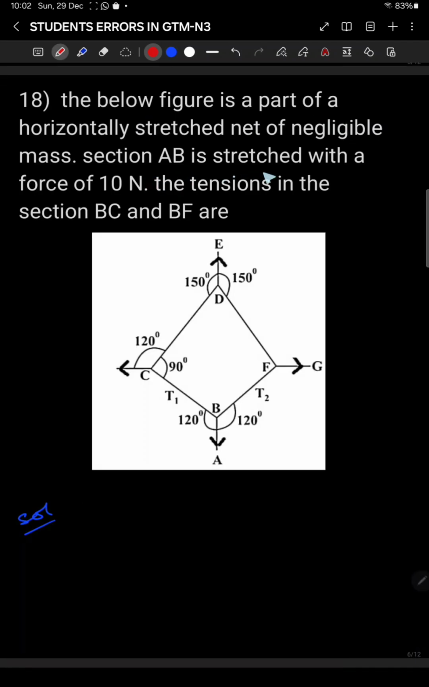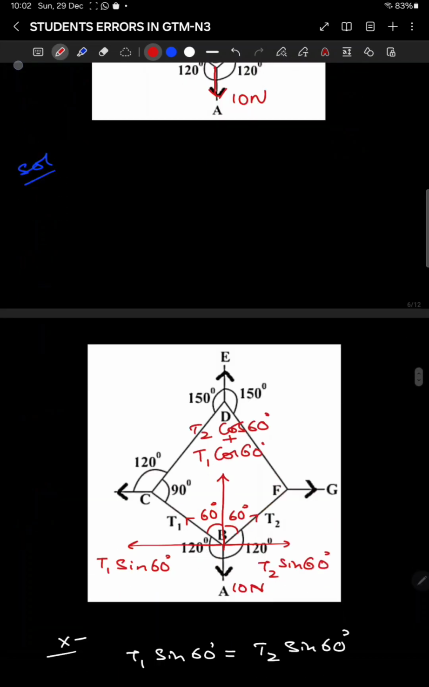This question belongs to translatory equilibrium. Here the below figure is a part of a horizontally stretched net of negligible mass. Section AB is stretched with a force of 10 newtons. Here this is the AB. Here we have force 10 newtons. They are asking the tension in the sections BC and BF. Here BC tension and BF tension they are asking. Now let us observe carefully this one.